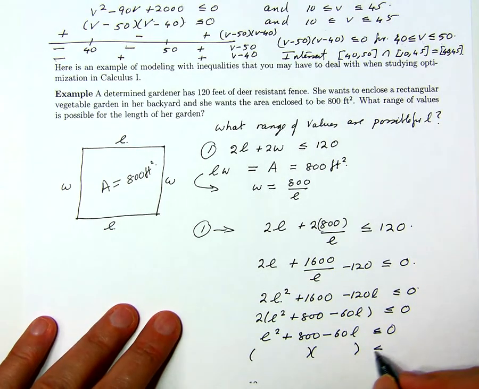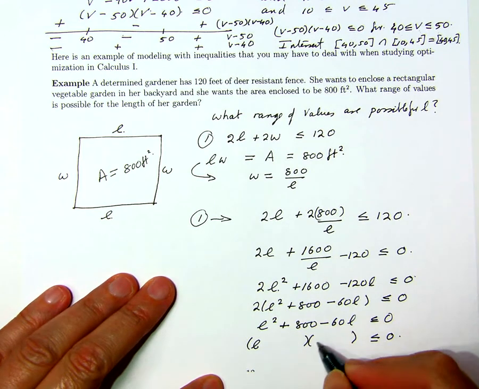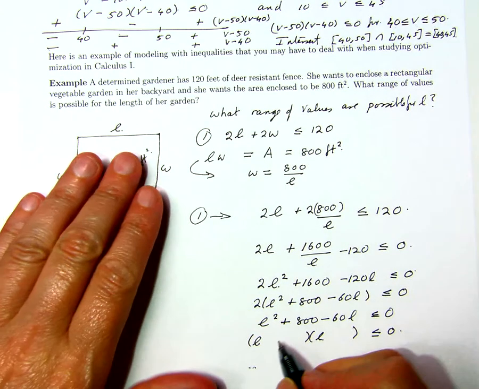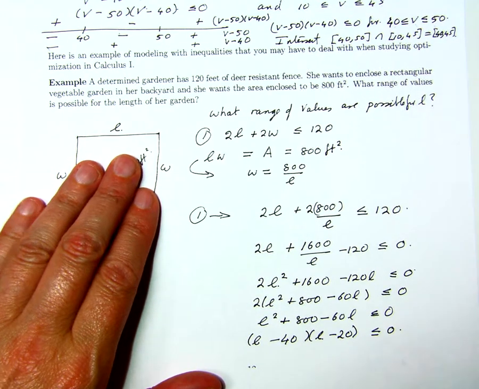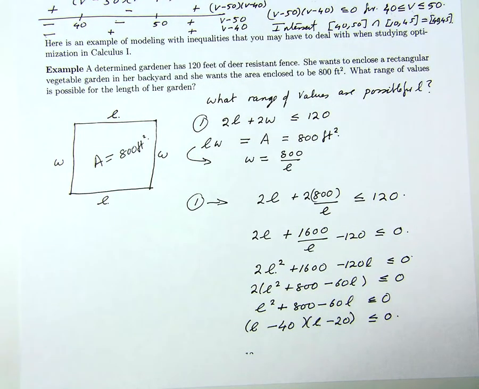So I'd like to find the factors of this and figure out where that's less than or equal to 0. Well, the two factors are easy enough to figure out. I need two numbers so that when I multiply them I get 800, and when I add them I get negative 60. So if you think about it for a bit, negative 40 and negative 20 will work, and you can always use the quadratic equation to figure this out.